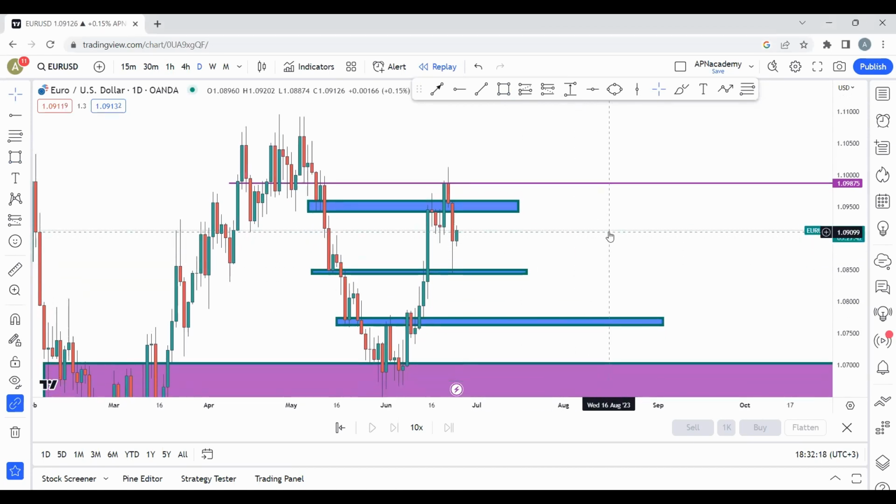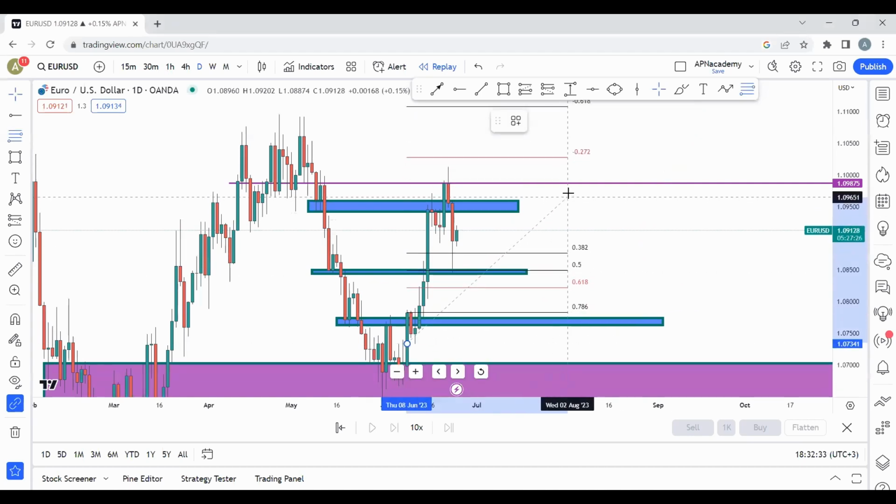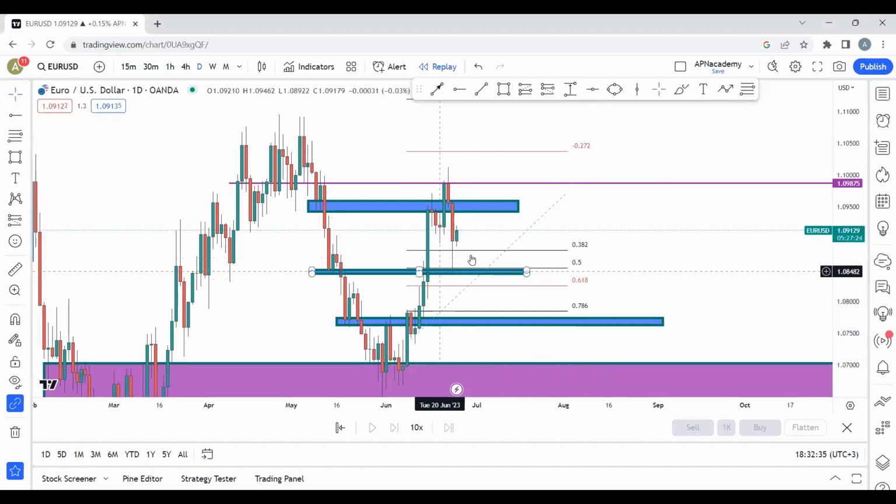Now, what next for EURUSD? Since we've now aggressively moved up, we made a high, a higher low, then we made an aggressive move. I told you guys, whenever there's an impulsive move, what do we want to use? We want to bring out our Fibonacci retracement tool, and then we can measure how far the market could possibly retrace.